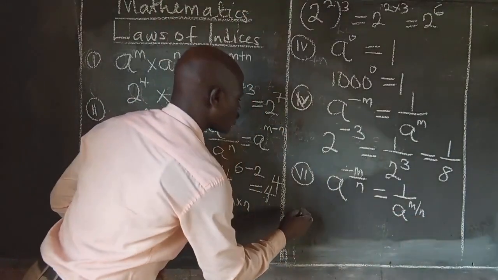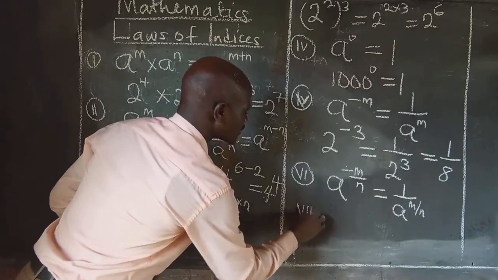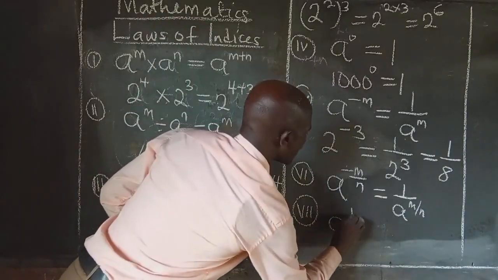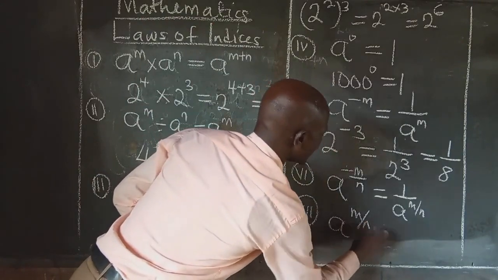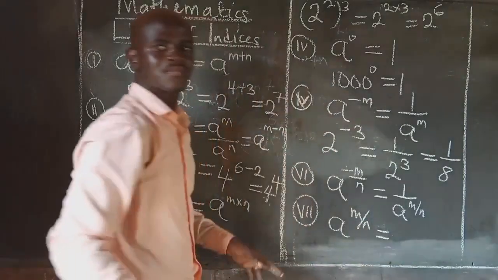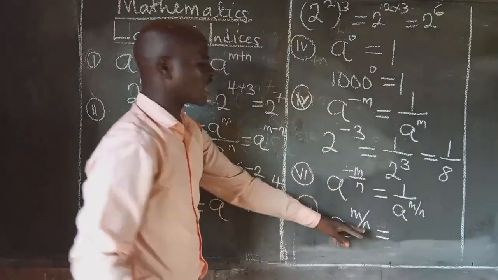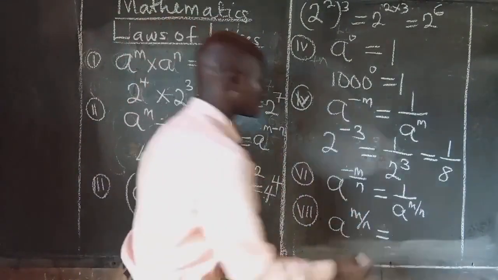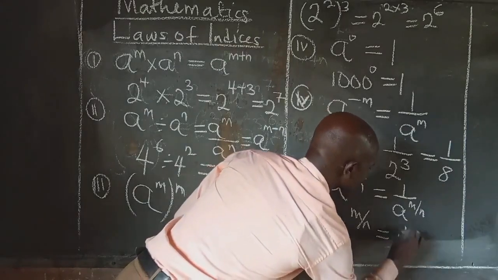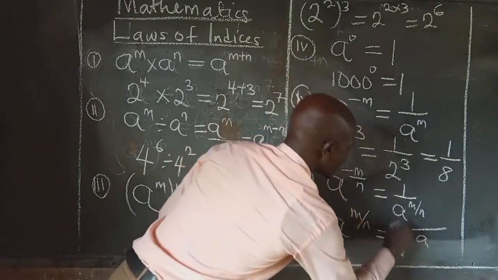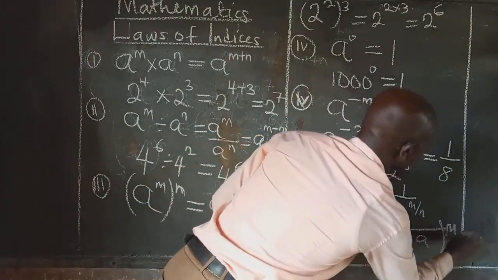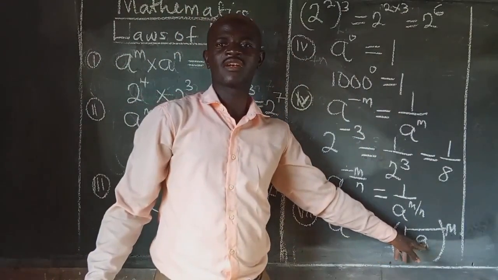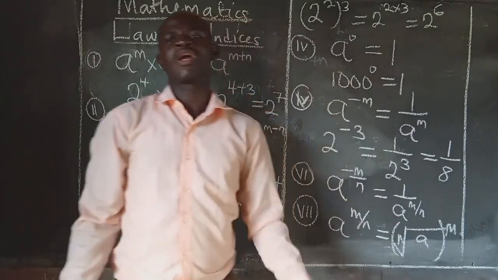Another law that we want to consider is a raised to power m over n, which is the same thing as, check the denominator in the power, it will now become the nth root of a, everything to the power of m. That is, the nth root of a, to the power of m.